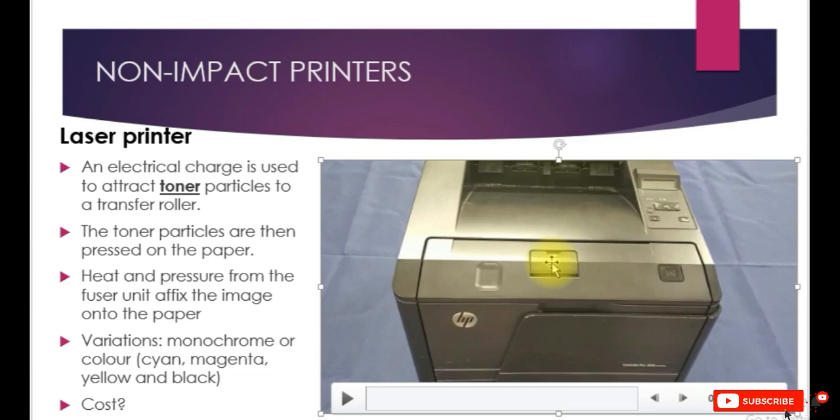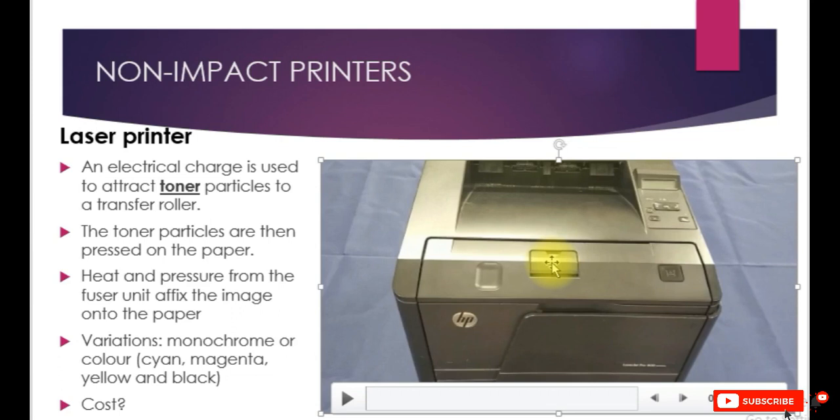Let me also mention that laser printers can come in two variations. So you can have a laser printer that is monochrome, or one that is a color laser printer. Let me explain the difference between the two.